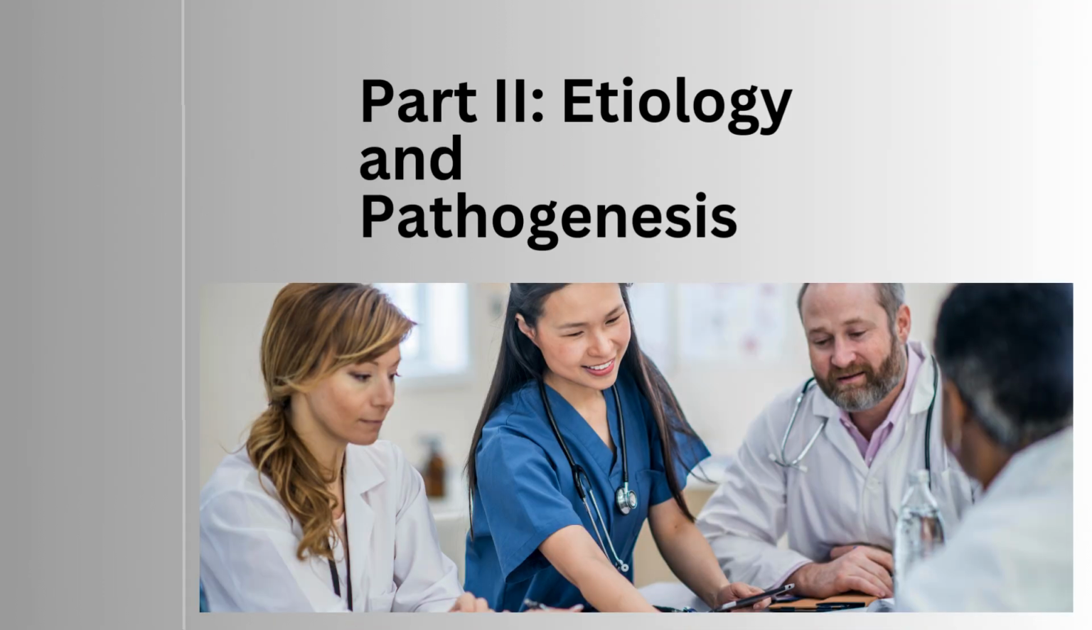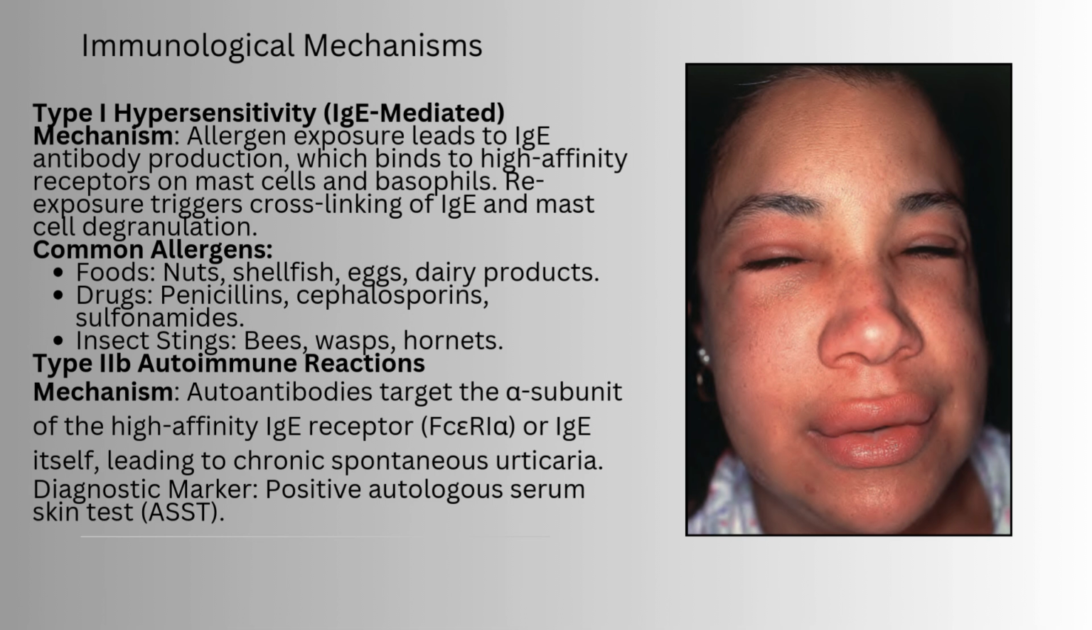Moving on to the etiology. The causes of urticaria and angioedema are multifactorial, involving both immunological and non-immunological mechanisms. Immunological mechanisms, type 1 hypersensitivity reactions. IgE-mediated: upon exposure to an allergen, sensitization occurs, leading to the production of specific IgE antibodies. Subsequent exposure results in cross-linking of these IgE antibodies on mast cells and basophils, triggering degranulation and release of histamine and other mediators. Common allergens include foods, nuts, shellfish, eggs, medications, penicillins, cephalosporins, insect stings, and latex.